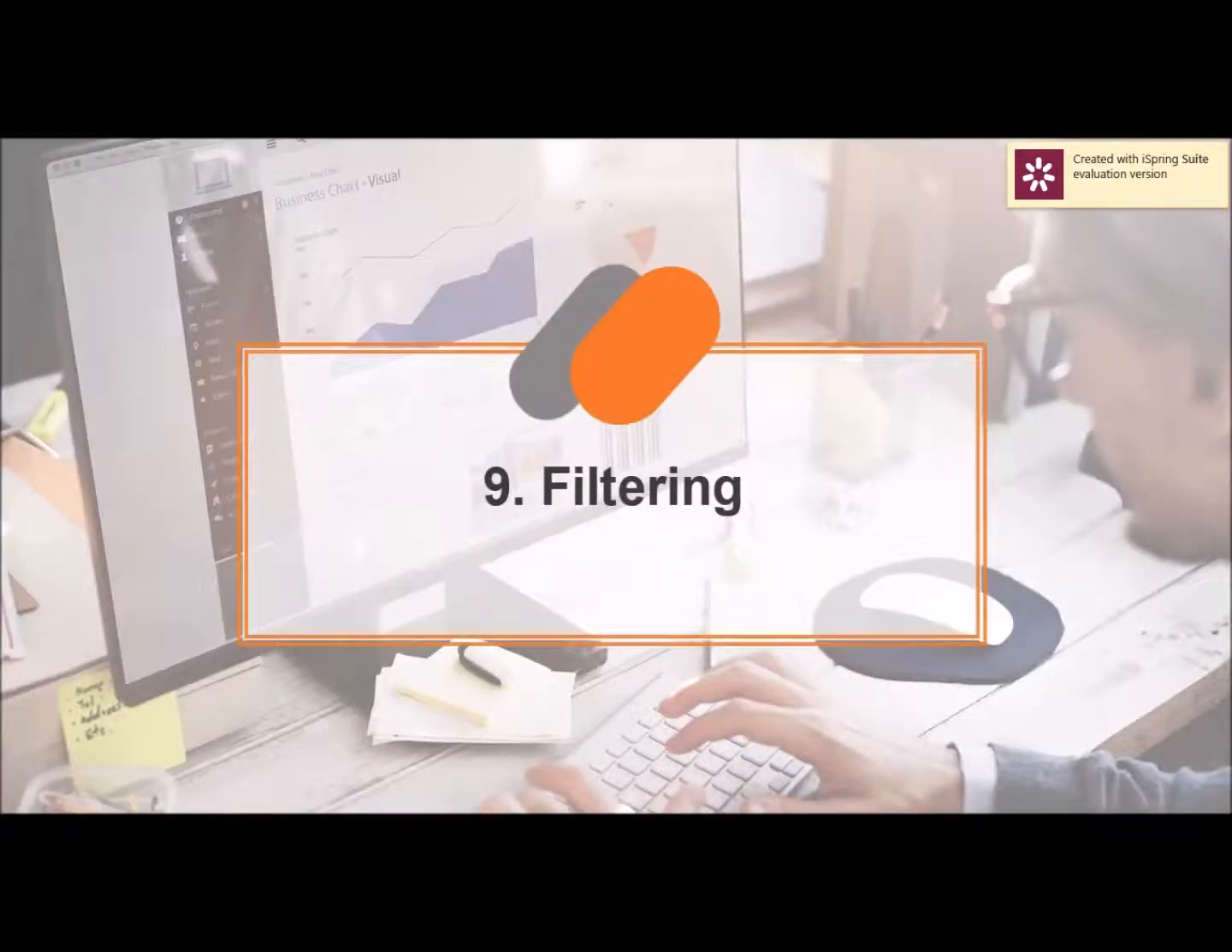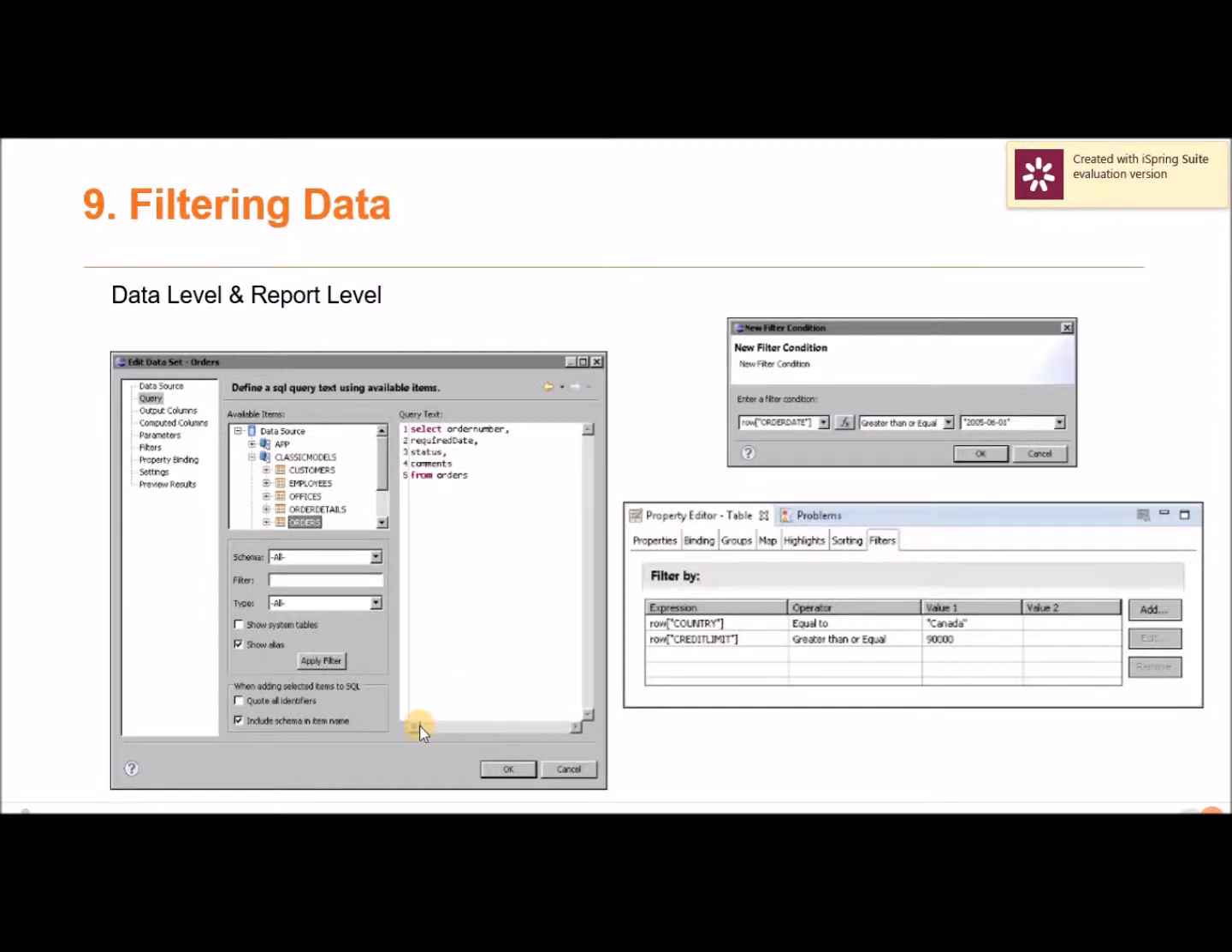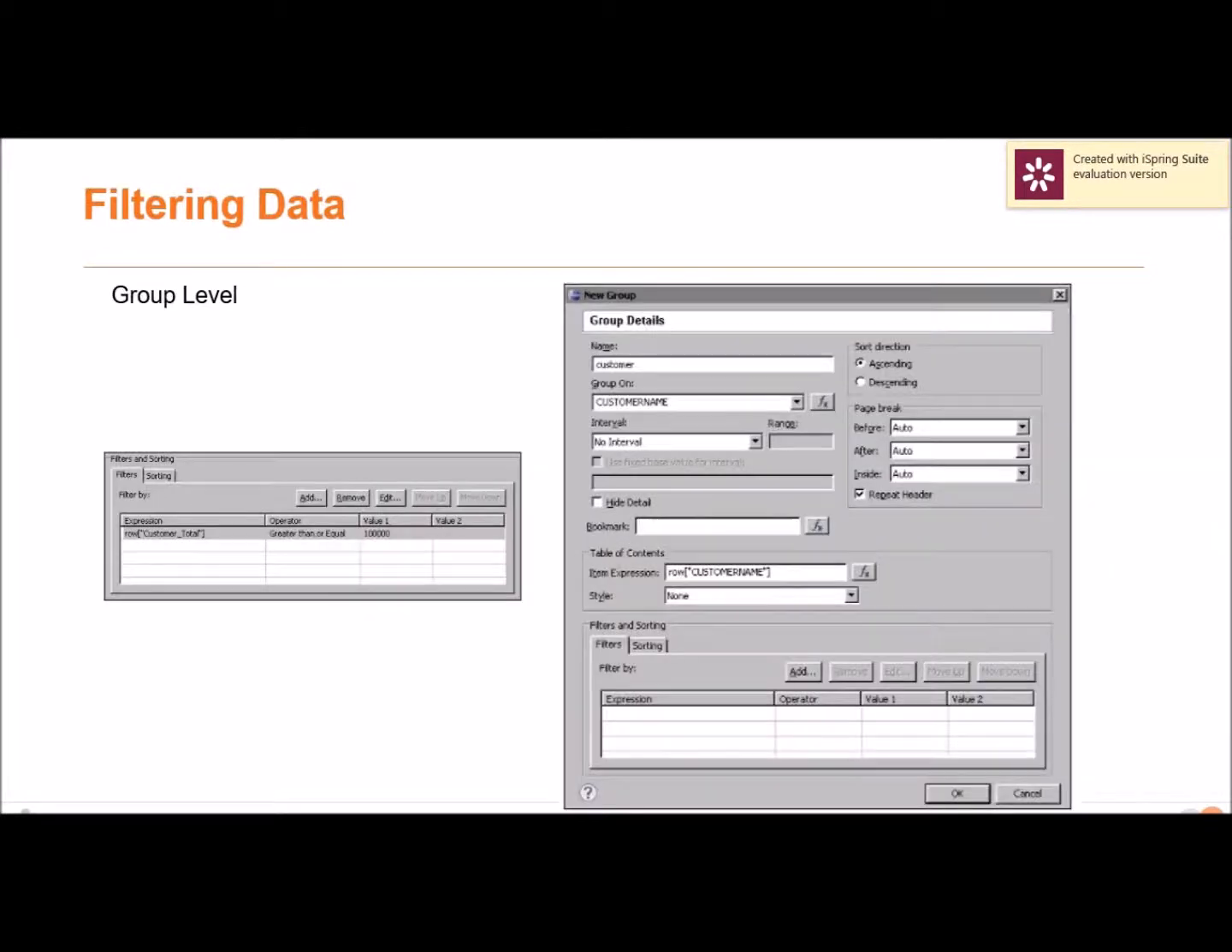Filtering is fun. You can filter on a data level and report level. Remember where there are properties, binding, highlight, sorting, you can add a filter there. Like you can say country equal to Canada, credit limit greater or equal to 90,000. But then you can add a filter right here on your data level. So two ways to filter.